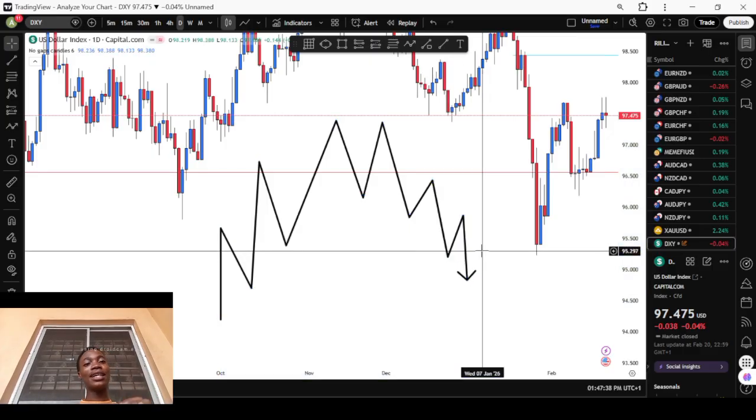While in a ranging market, you literally have to avoid it because it's not going to give you a clear direction. Alright guys, I believe by now you've been able to identify market structure correctly. You'll be able to know the type of market structure we have, and the difference between BOS and change of character as well.